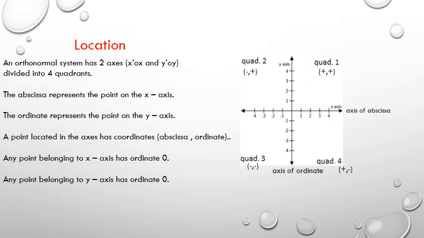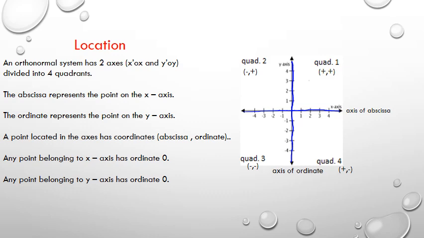In our lesson, which is location, we have been introduced to something called a system of axes. In the system of axes, we will be having two axes. This horizontal line is the axis of abscissa, or the x-axis, and this vertical line is the axis of ordinate, or the y-axis. These two axes form the system of axes.